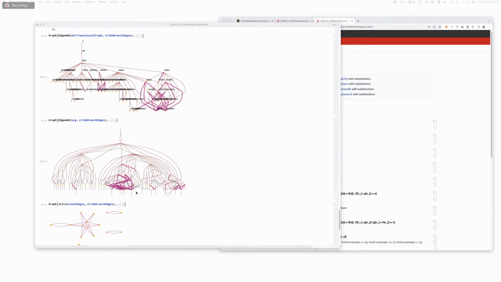Nick, in your community post, did you mention ER equals EPR? I don't think so. You should write a bulletin on that. That would be really cool.